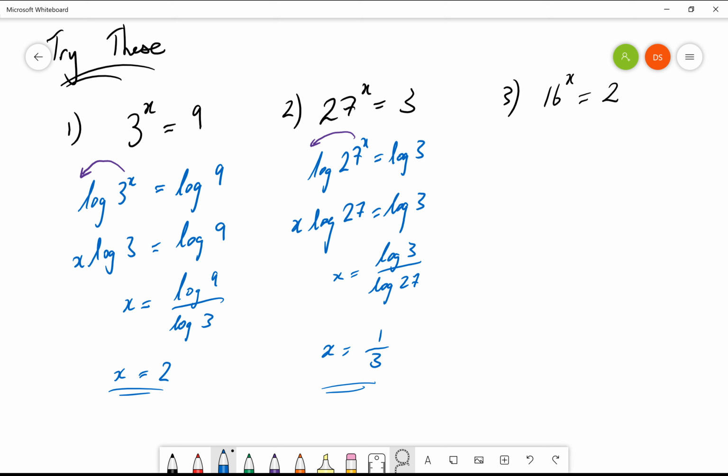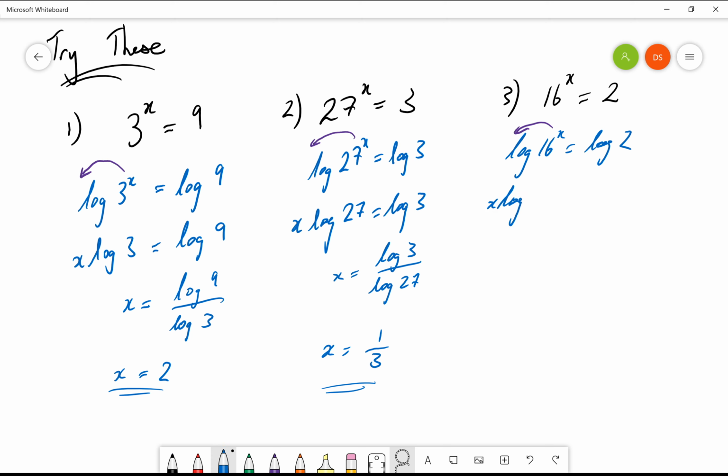Okay, and then the last one, I'm going to do exactly the same. 16 to the power of x equals 2. I'm going to bring the power forward using the log rule, and then, oh, that's the wrong color.